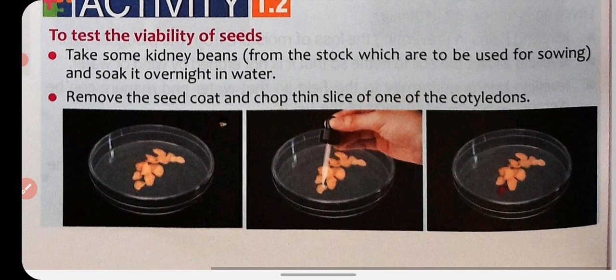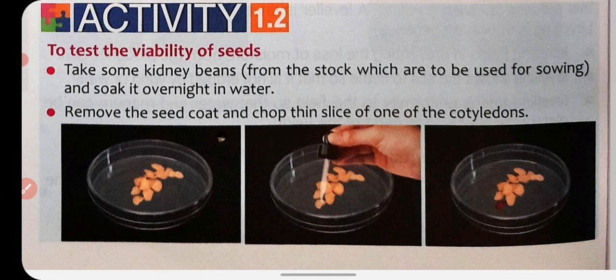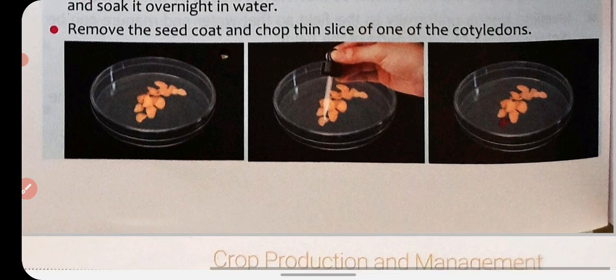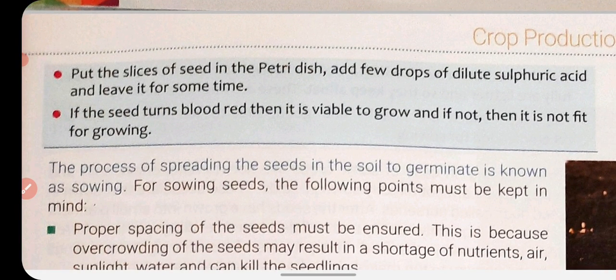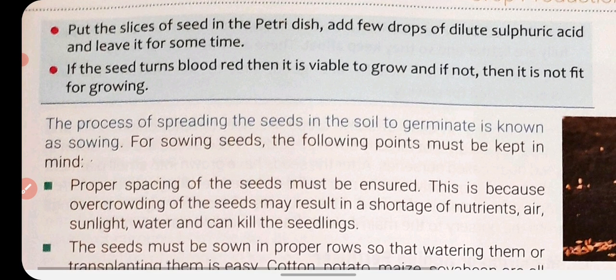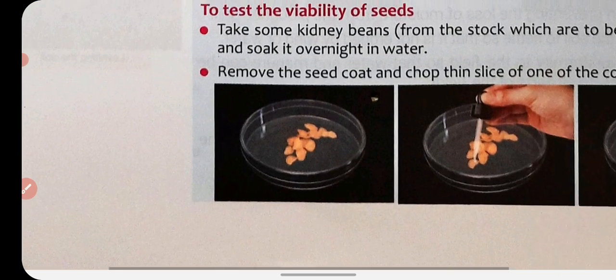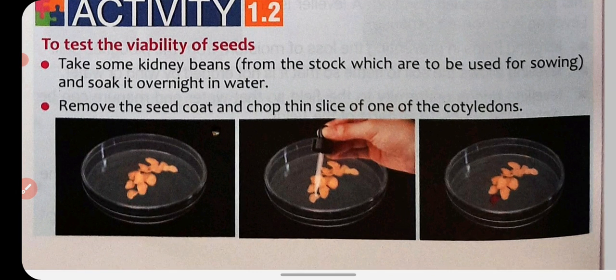And here you can test the viability of the seed, meaning whether the seed will grow or not. Take some kidney beans from the stalk which are to be used for sowing and soak them overnight in water. Remove the seed coat and chop thin slices of the cotyledons. Then put the slices of the seed in a petri dish and add a few drops of dilute sulfuric acid and leave it for some time. If the seed turns blood red, then it is viable to grow, and if not, then it is not fit for growing. What you have to do is take some seeds, remove the seed coat and chop it into thin slices.